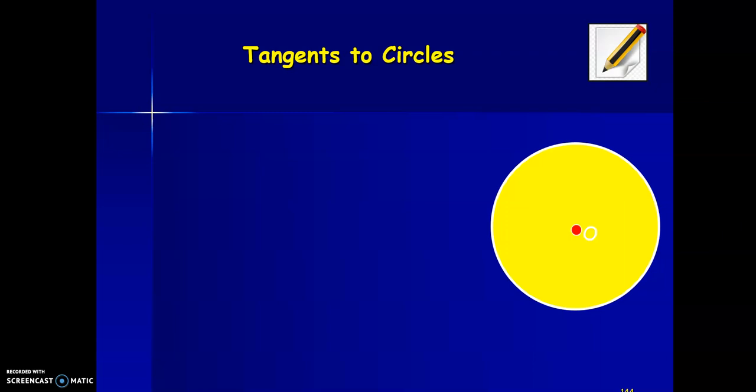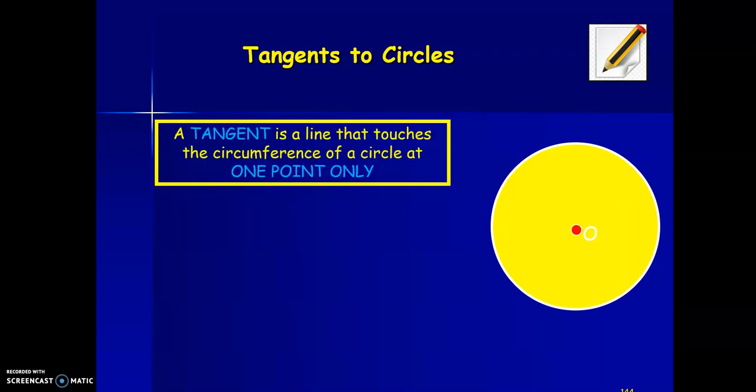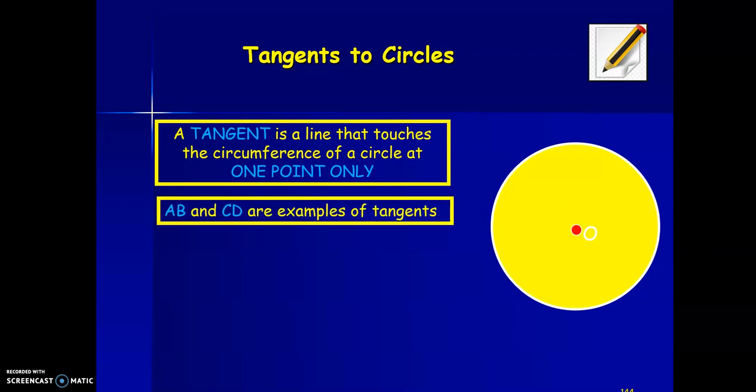Please copy this into your notes jotter. So firstly, what is a tangent? A tangent is a line that touches the circumference of a circle at one point only. If we look at the diagram, AB and CD are examples of tangents. They touch the circumference at one point only.